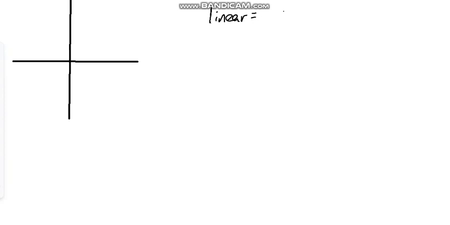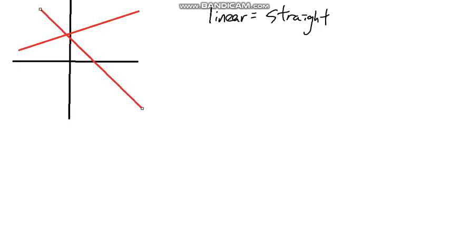Linear graphs are straight. Like completely straight. If I were to draw a linear graph on this right now, it would be something like this. It could be that. It could be this. It could be that. Linear graphs are always straight, and they will stay straight.